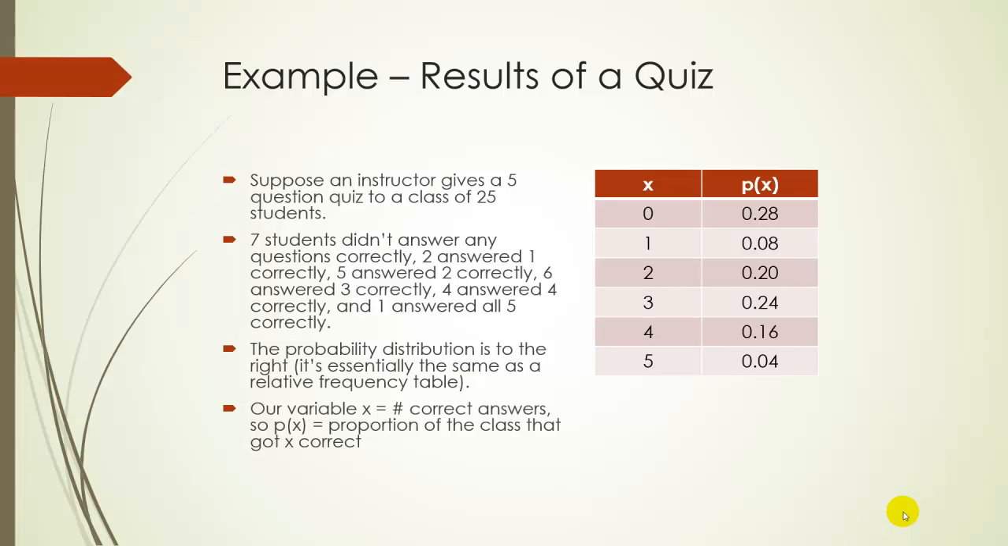So I created this relative frequency table, or probability distribution, where X is the number of correct answers, and P of X is the proportion of the class that got X correct, or the probability that if I were to randomly select a student, that student would have gotten that many correct.